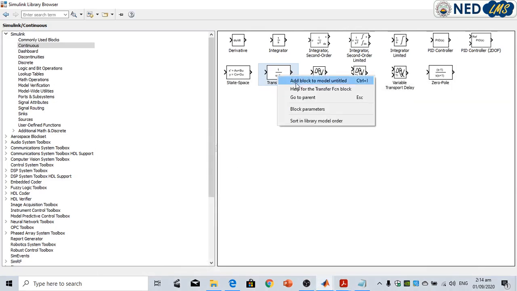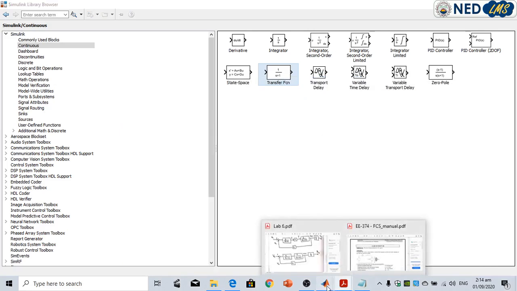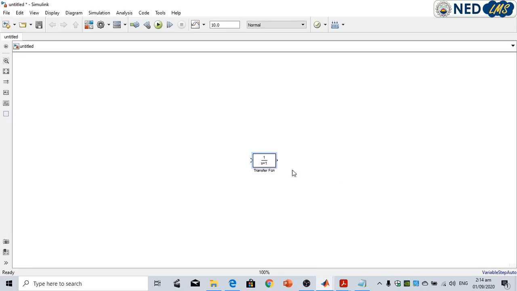Add block to the model Untitled. In this Untitled, we have this block. Then Control C and then Control V. The second block, again Control C and Control V. The third block, and we have to connect these blocks.